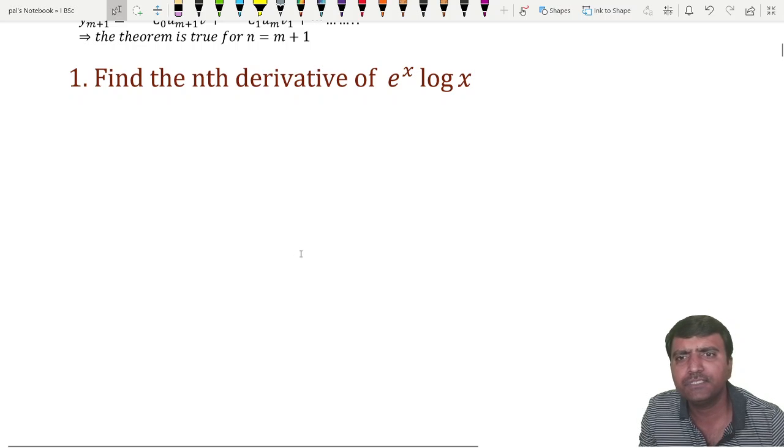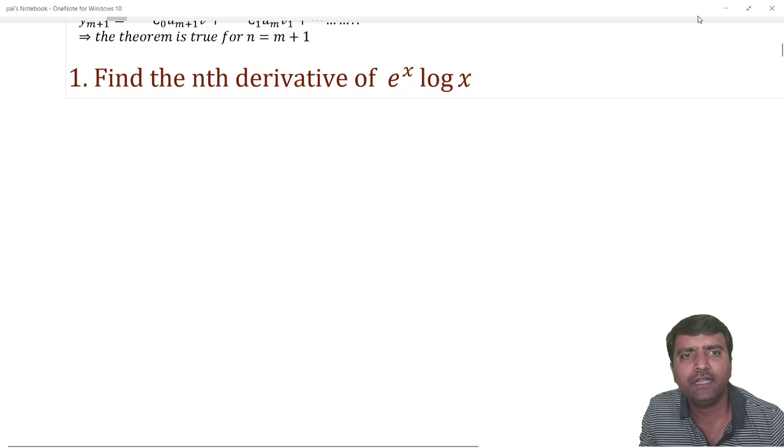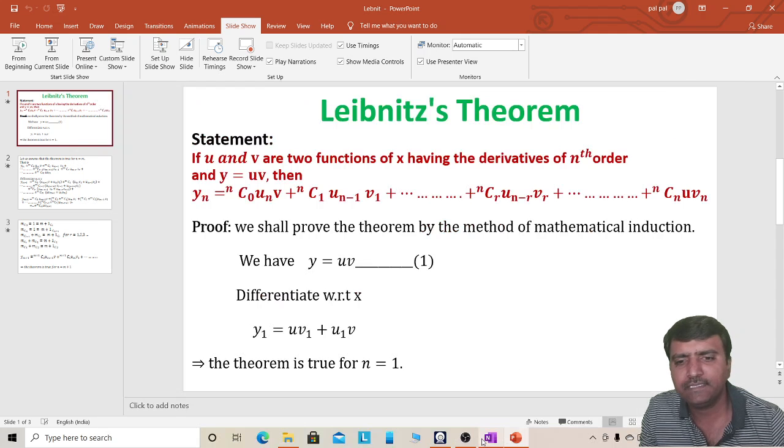So there is a procedure to find the nth differentiation of a product of two functions. To find the nth differentiation of this type of functions, we study a theorem called Leibniz theorem. By using Leibniz theorem, we can find the nth differentiation of a product of two functions. So what is that Leibniz theorem and what does it state? Let us see.